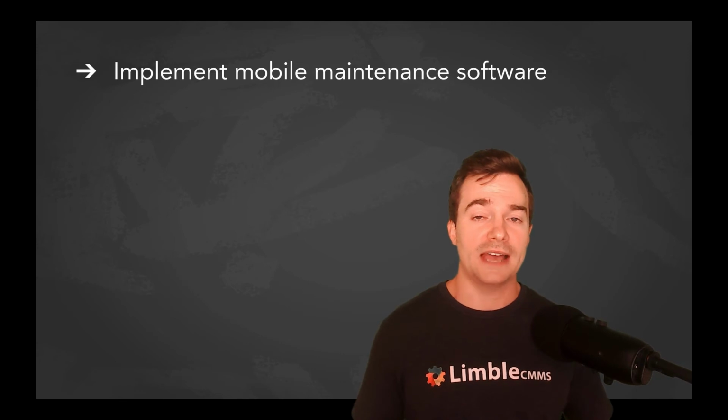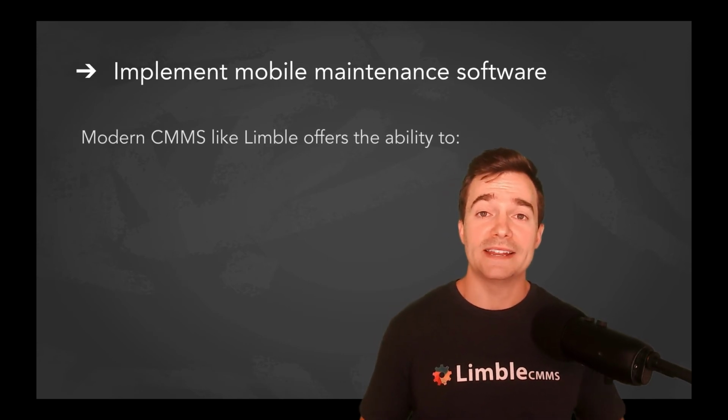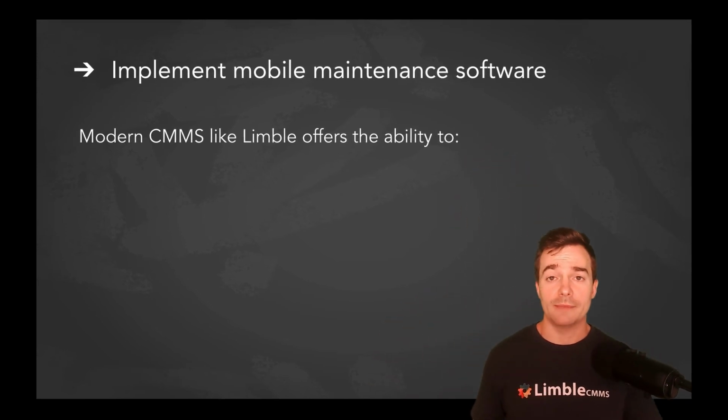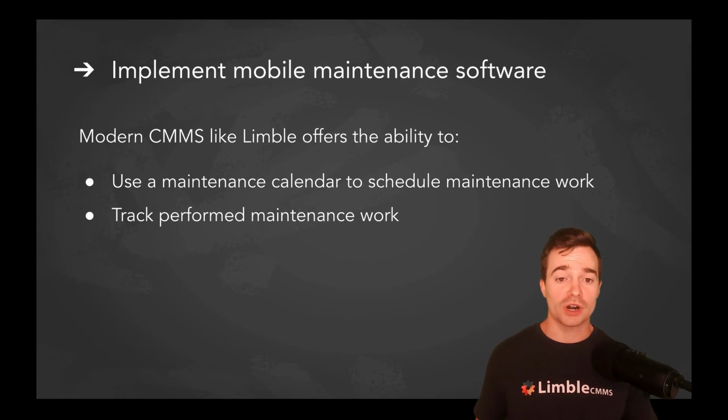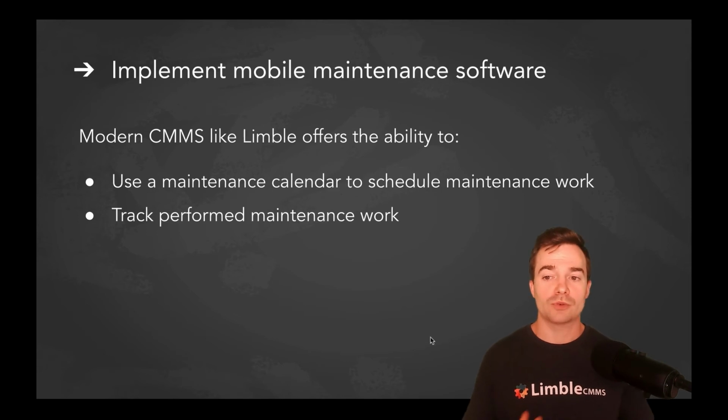A modern CMS like Limble CMS offers the ability to use a maintenance calendar to schedule everything from heavy-duty maintenance work to simple routine maintenance tasks, all in a way that takes into account available resources and when the work will be minimally intrusive to all the guests. And also enables you to track performed maintenance work by checking whether the work was performed on time, who is responsible for what, and how much reactive versus preventive maintenance you are doing, and more.